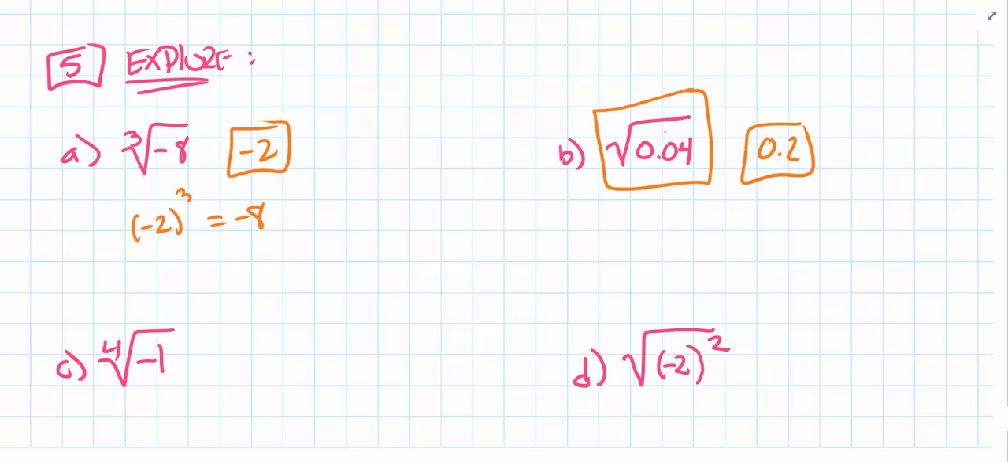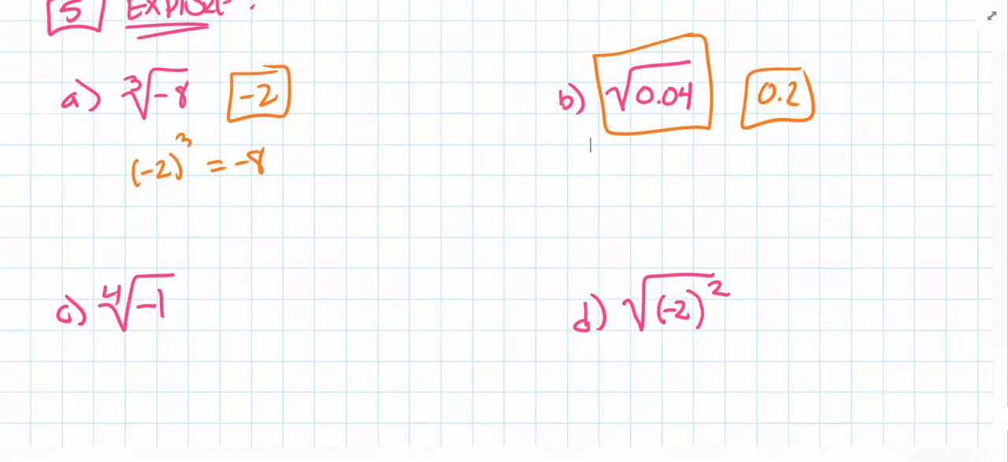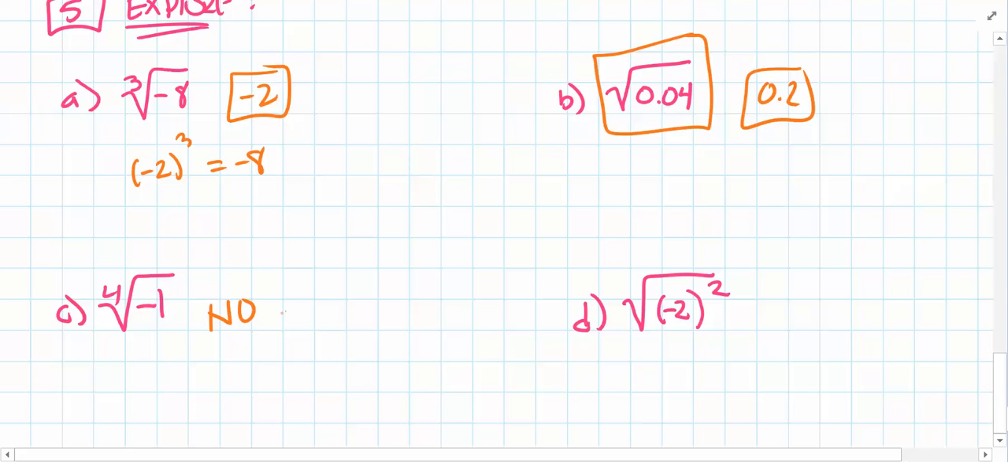Part C. What did you guys come up with? There are no real roots to this one. Is that what you guys meant to say? There are no real roots for this because there is no number to which I could raise the power of 4 to get back negative 1. That does not exist in the real number system.